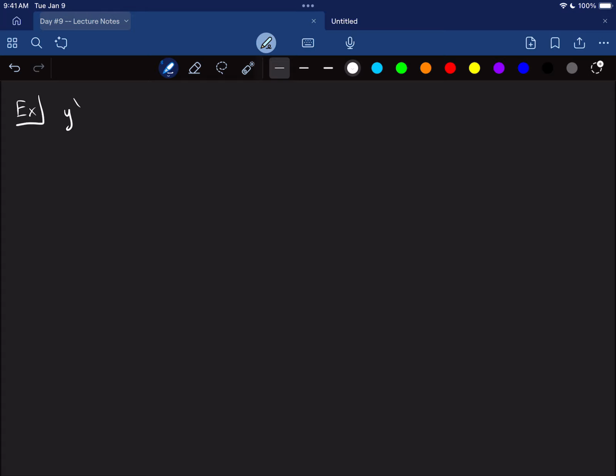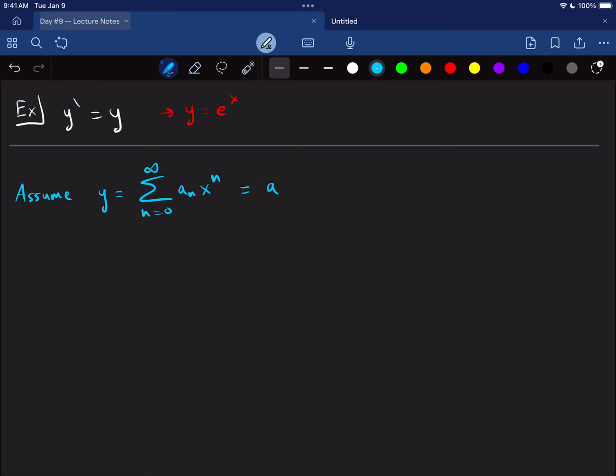So the first thing that we're going to do is assume that y equals this summation from n equals 0 to infinity of a sub n x to the n, which if I felt like writing this out is a naught plus a1x plus a2x squared. I'll go one more, a3x cubed plus dot dot dot. Now, from this, we know that y prime is equal to the summation from n equals 0 to infinity of n a sub n x to the n minus 1.